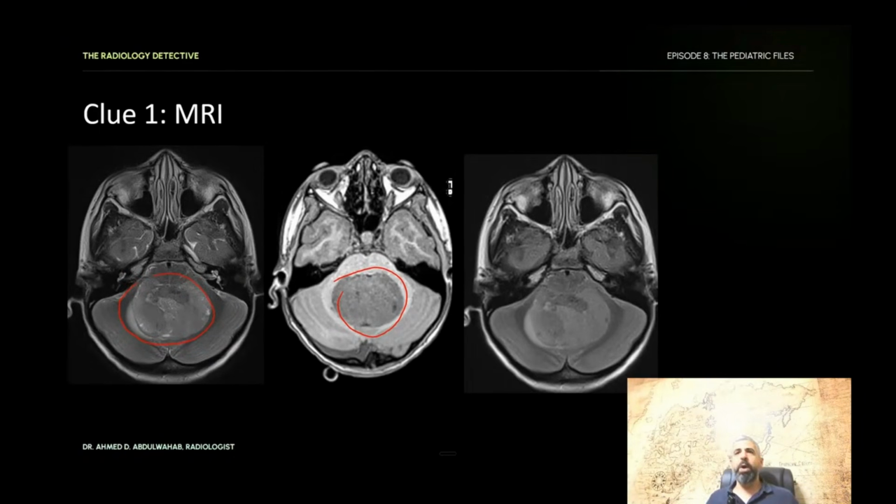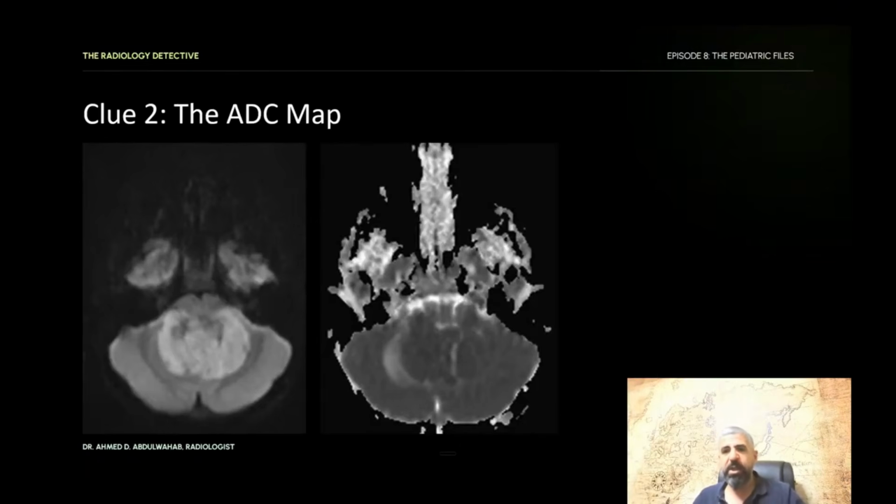We need to do a diffusion weighted imaging. And this is the diffusion weighted imaging. This is the key to the answer. It glows white on diffusion and it's hypo-intense on ADC map. Okay, this means it's hypercellular. It's composed of a lot of cells. The cells are packed so tight that the water can't move. Its diffusion is restricted. Now let's go to clue number 3.